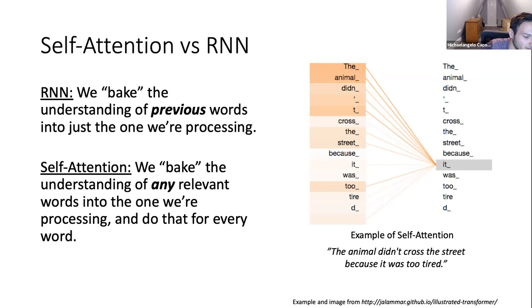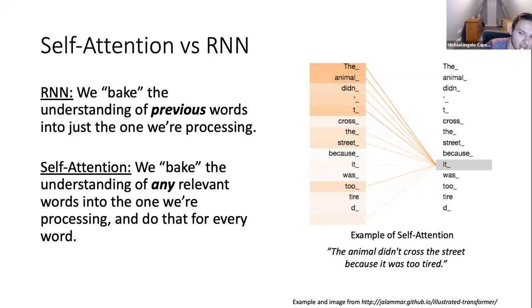You do that for every word in the sentence. You're going to go to the first word, "the," and say, I have a representation for "the," but how do I also incorporate representations of all the other words in the sentence? Then you go to the word "animal" and say, I have a representation for "animal," but how do I incorporate representations for every other word in the sentence, and so on.